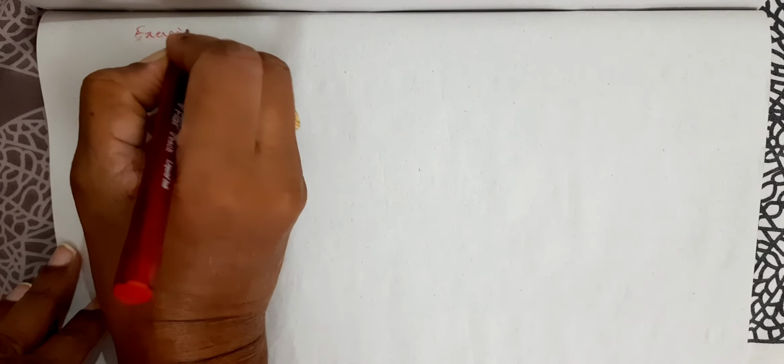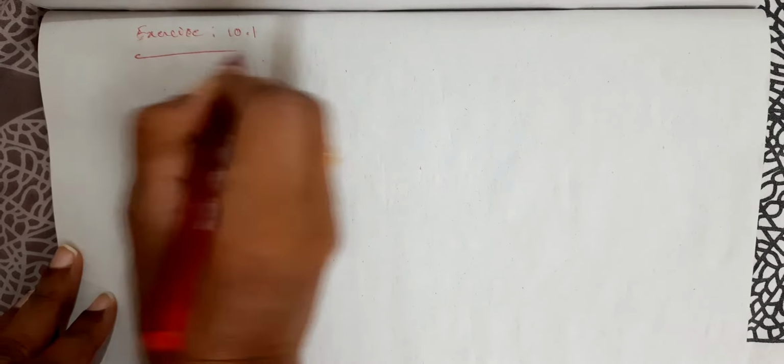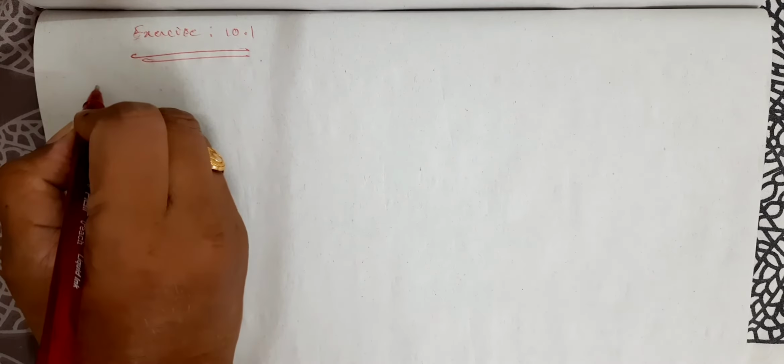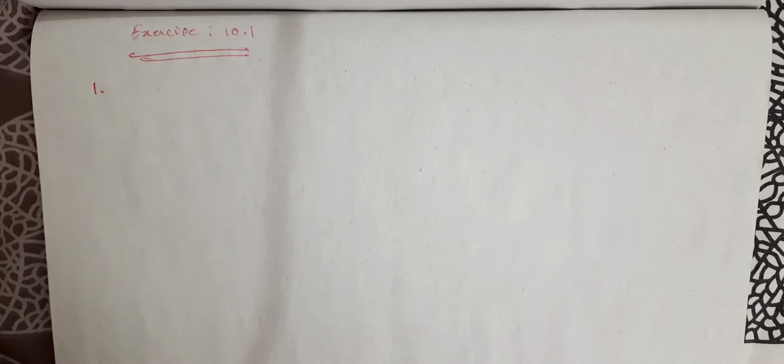So today we are going to deal with exercise 10.1 from R.D. Sharma. So we'll go with the first problem. The first problem reads like this. In each of the following, one of the 6 trigonometric ratios is given. Find the values of other trigonometric ratios.